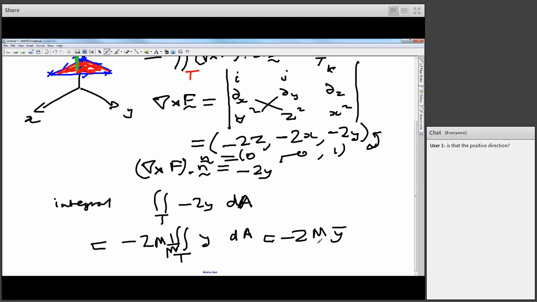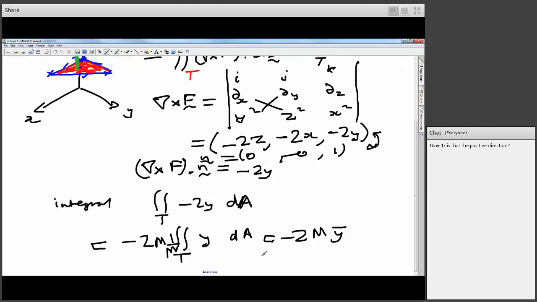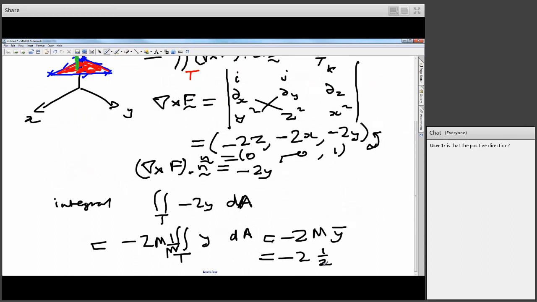Because we know the whole thing's a triangle, it's easy to work some of these things out. The mass of the triangle is just the area of it in general. The area of that triangle has length 1, height 1, so a half times 1 times 1 gives you a half. And the y coordinate of the center of mass is just the average value of all the y's. If you look at the original points, these are the y values. You add them up, you get 1, divide by 3, so you get a third. And if you do this product, you get the answer of minus a third.